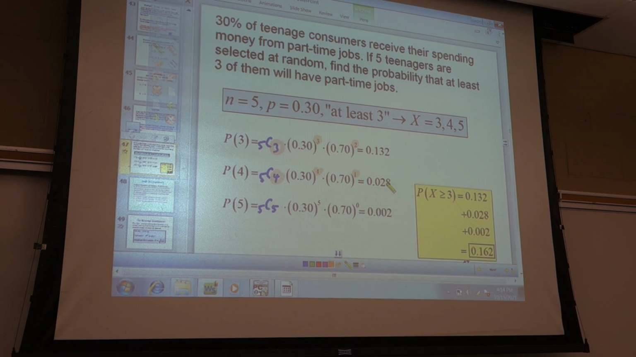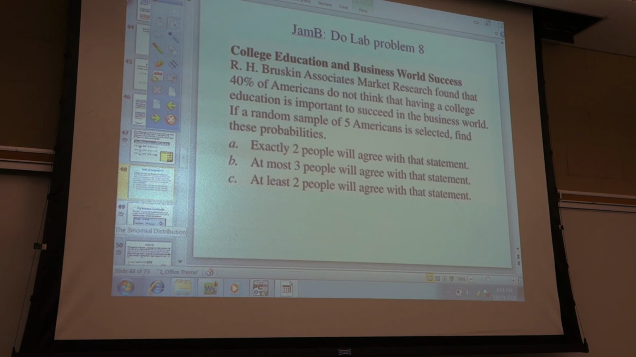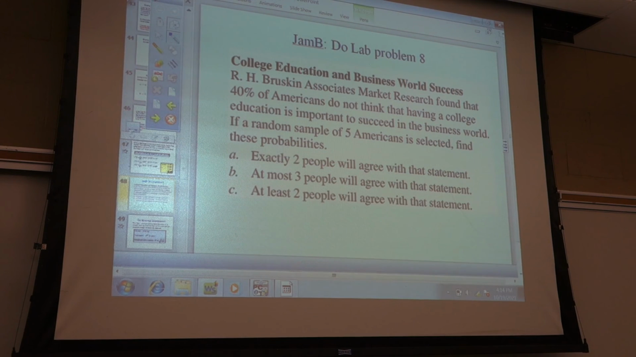All right, good. So next class we'll start in on yours, but I do want to ask you at least a couple questions about it. This research found that 40% of Americans do not think that having a college education is important to succeed. A random sample of 5 Americans is selected. Find the probabilities. So my question is, what's my n, and what's my little p? Before you leave, find those two things for me. What's n? 5. Sample of 5. What's my little p? Yep, 40%. 0.4.